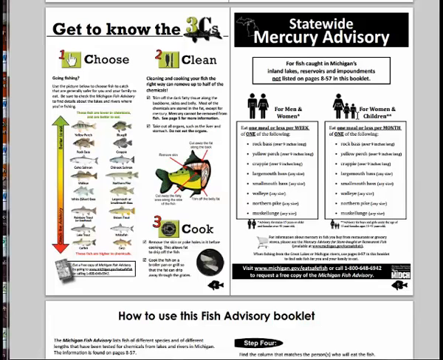So it says for women and children, 1 meal or less per month of one of the following. So these different species of fish. For men and women, so when it's talking about women, it's talking about women that are not either pregnant or nursing. So it talks about 1 meal or less per week. So you could have up to 4 meals of fish a month if you are an adult, male or female, and if you're female, not pregnant or nursing.